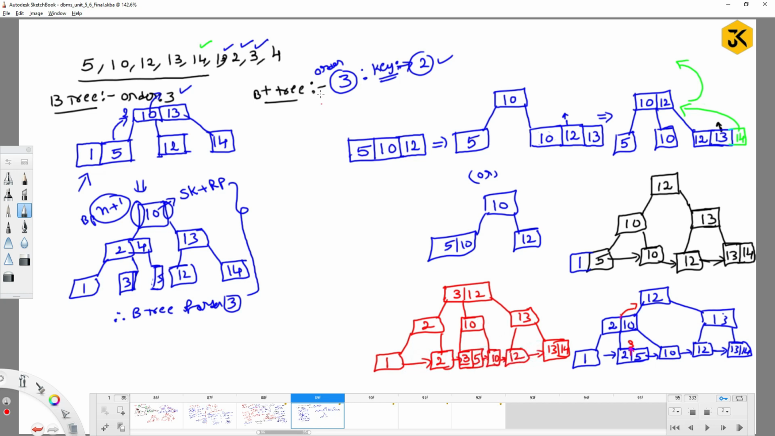Next, try to insert the value 4. When you insert the value 4, I think again it is going to be violated. It is going to violate, right? So the final tree will look like this.